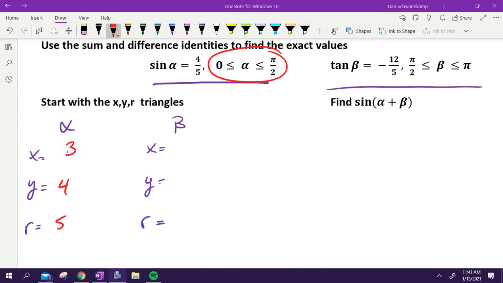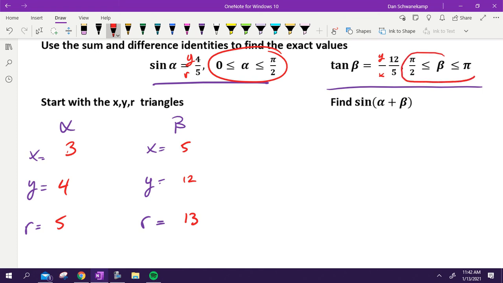All right. So we start off by doing alpha and beta. This is sine, so this is y over r. My x is 3. I'm in the first quadrant. It's all positive. Tangent of beta is negative 12 fifths. So this is y over x. So y is 12, x is 5. Pythagorean theorem to find my r, it's 13.